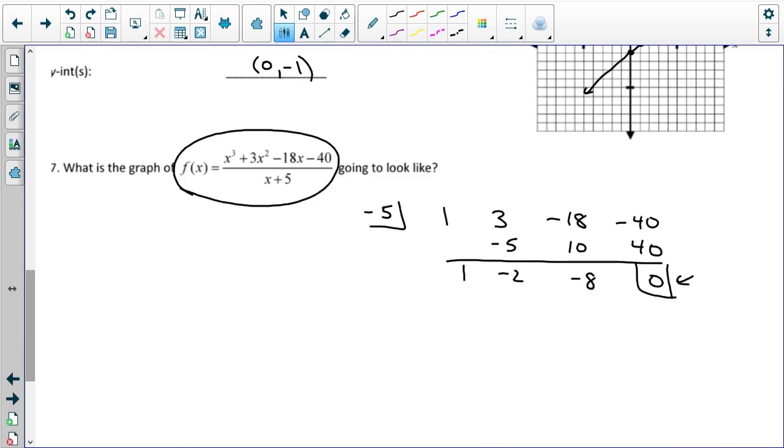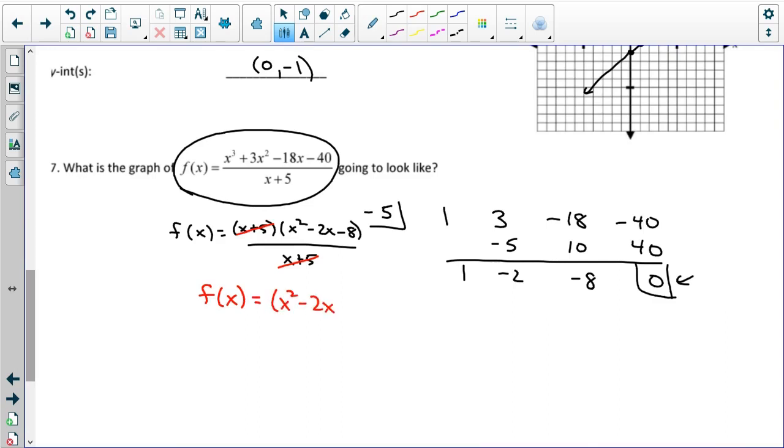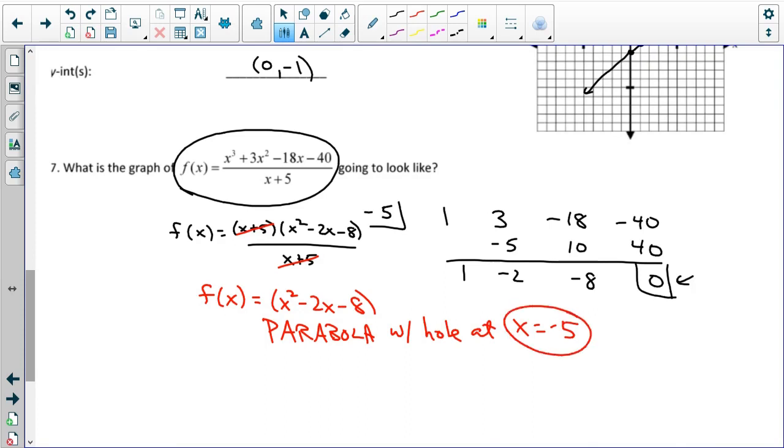That means that x plus 5 evenly divides this function. So I can factor the numerator to be x plus 5 times x squared minus 2x minus 8, and the denominator remains x plus 5. So notice what will happen is the x plus 5s will cancel out, and f of x will look like x squared minus 2x minus 8. This will look like a parabola with a hole at x equals -5.